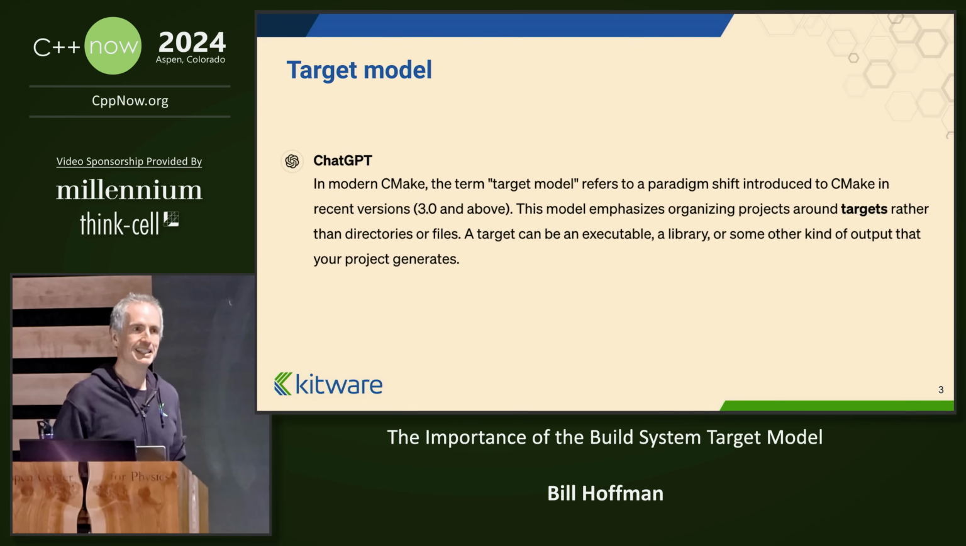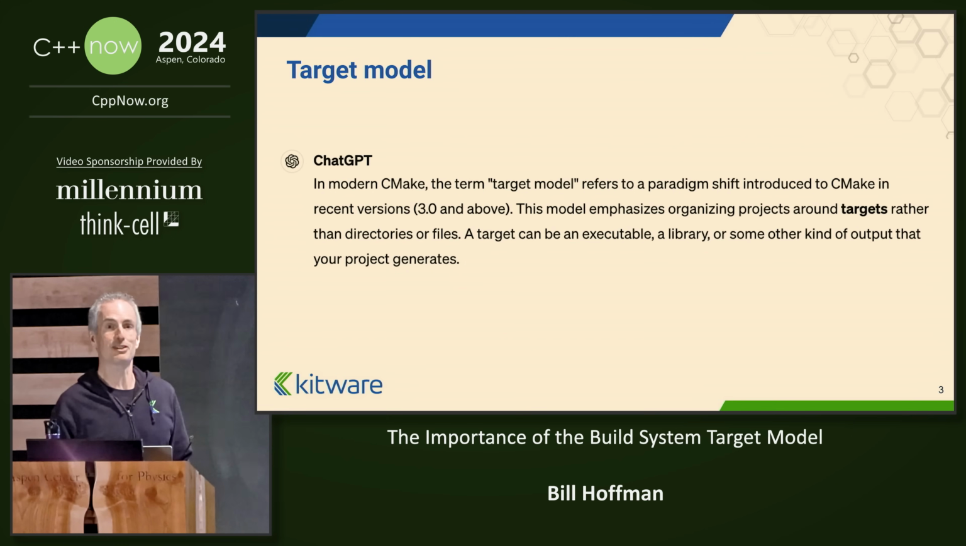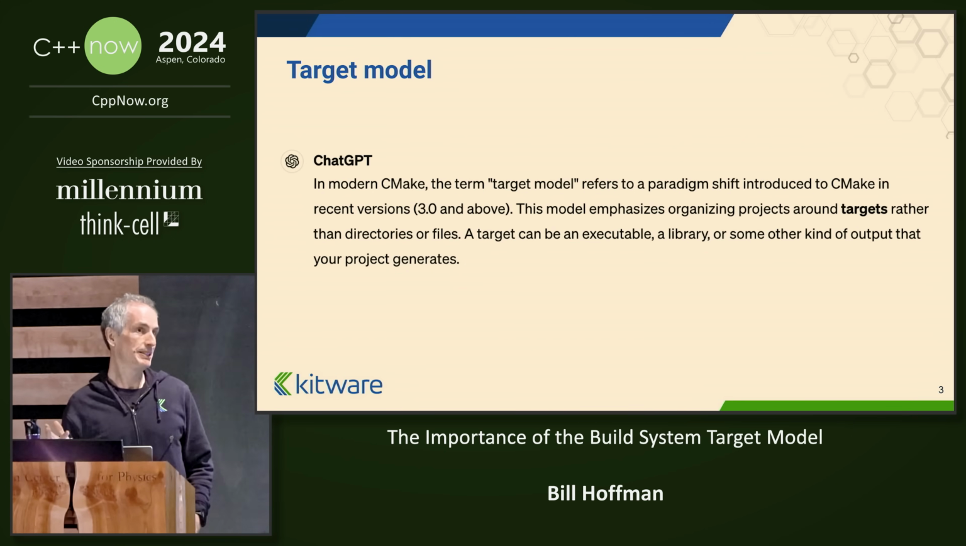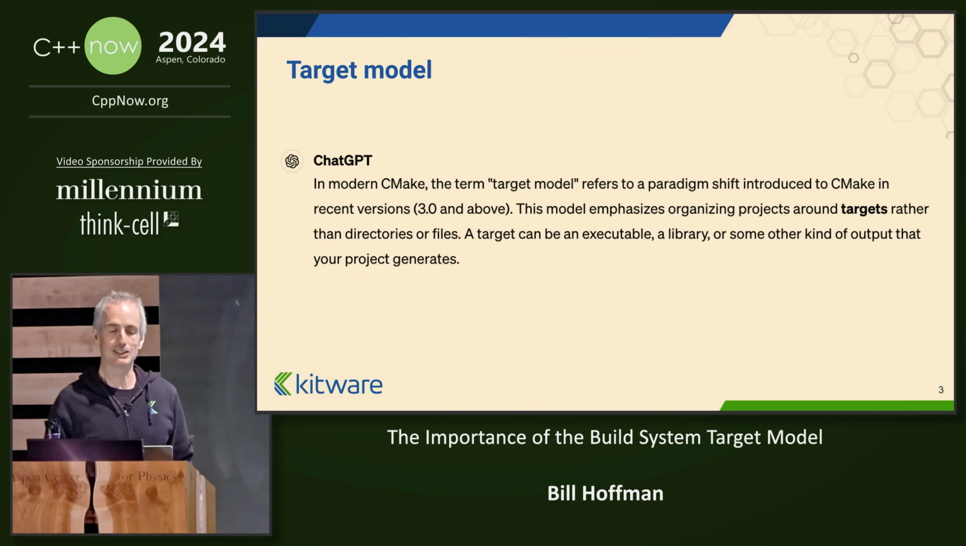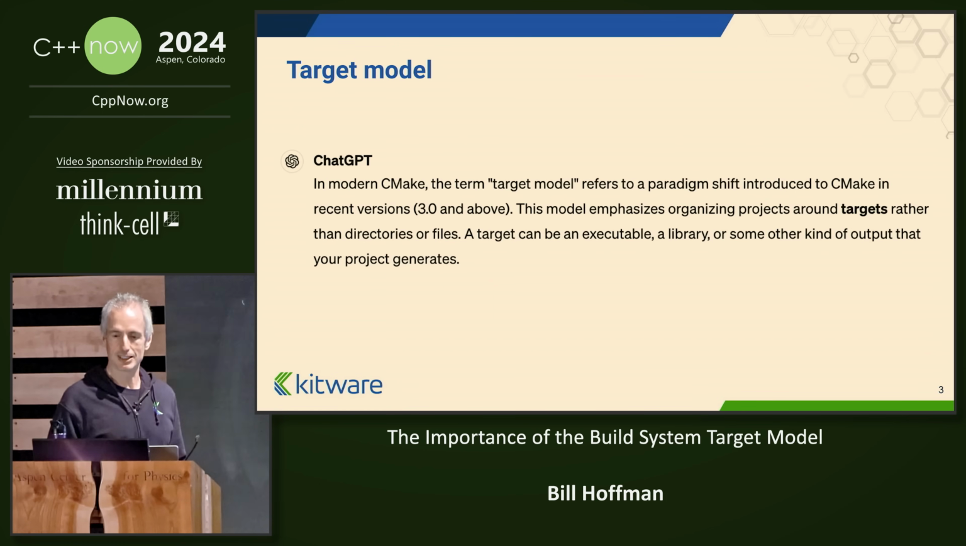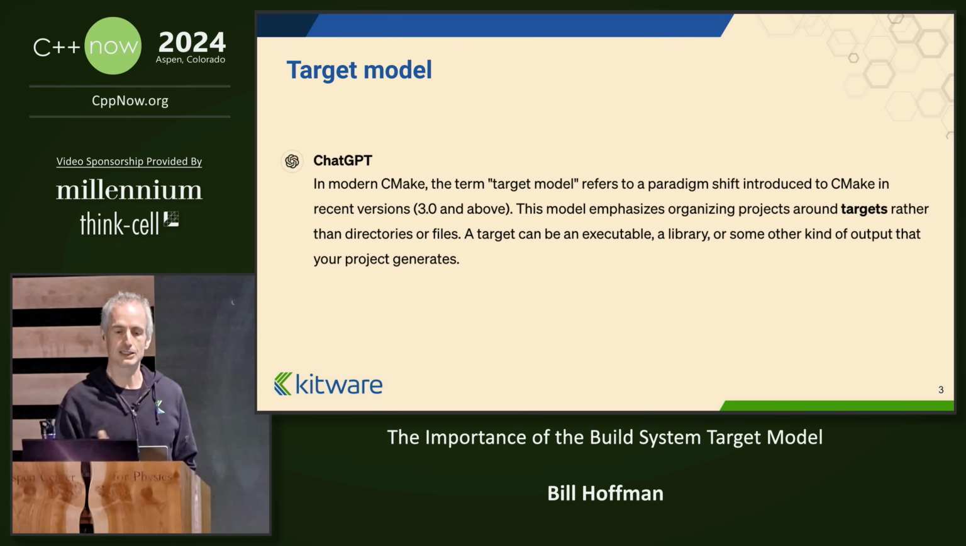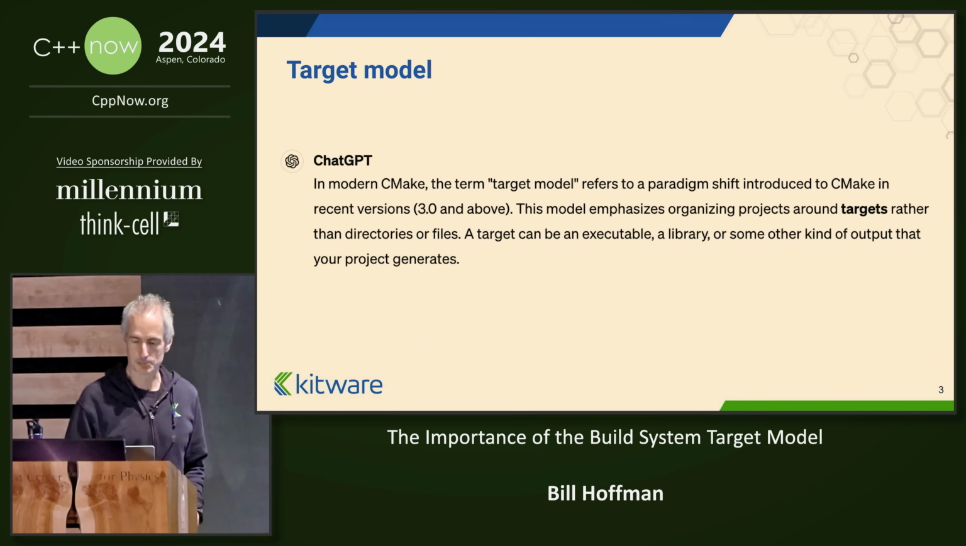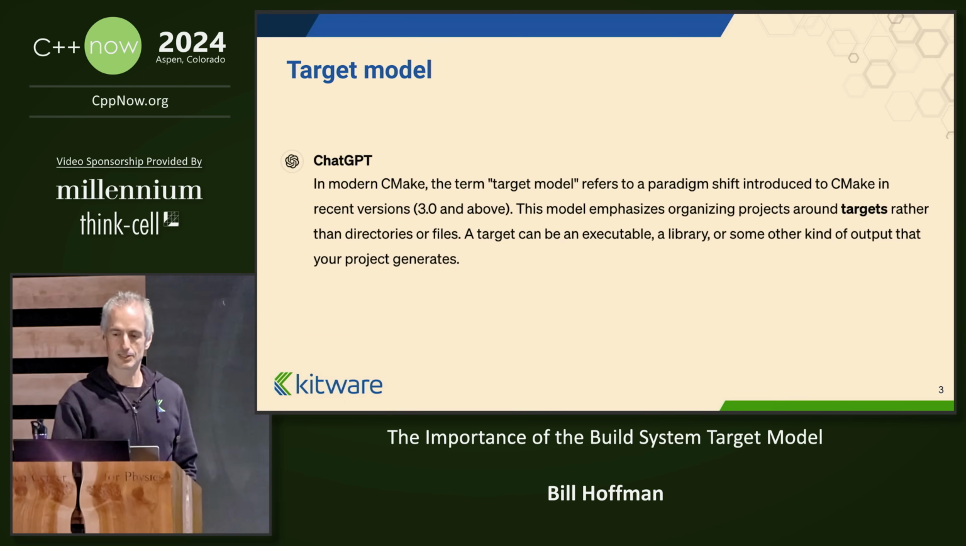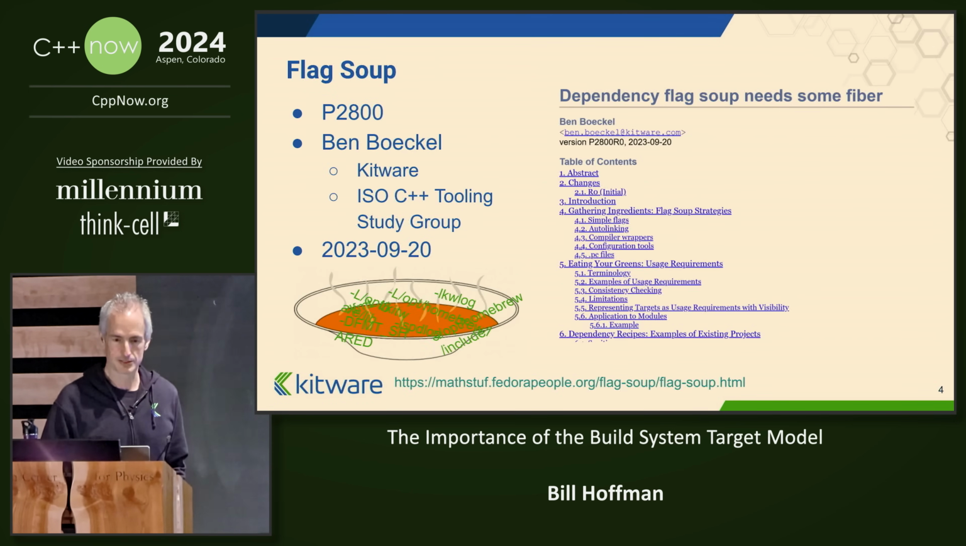All right, so we're going to be talking about target model, so I thought it would be interesting to define it. And I asked ChatGPT, and I thought it actually did a pretty good job. In modern CMake, the term target model refers to a paradigm shift introduced in CMake in recent versions. I'm not sure it got the versions quite right, but the model emphasizes organizing projects around targets rather than directories or files, where a target can be an executable, a library, or some other kind of output in your project. So I think this is sort of key to it, is organizing your projects around targets rather than directories.